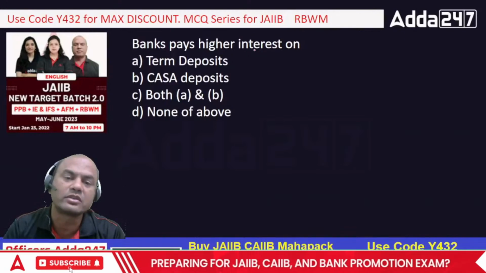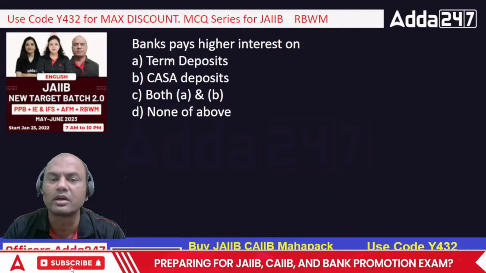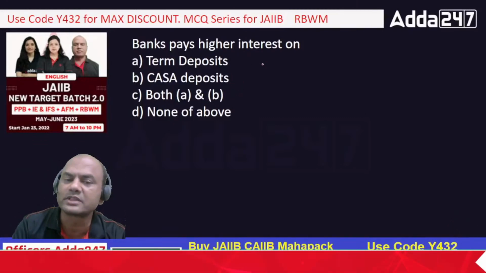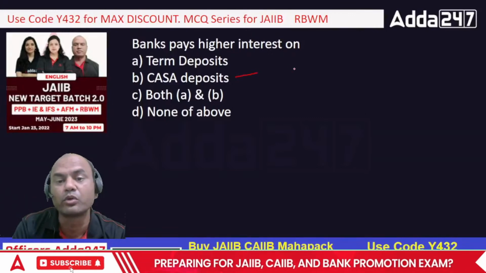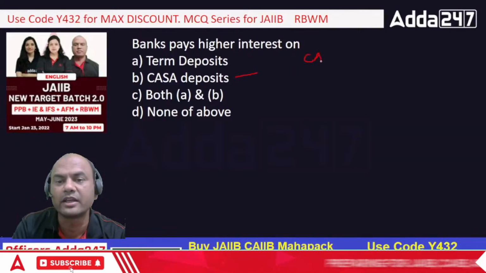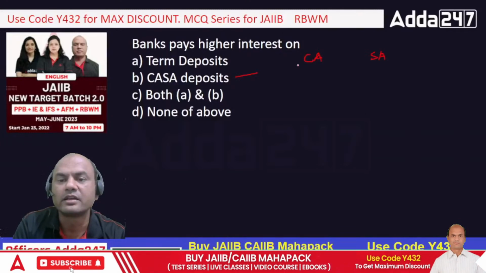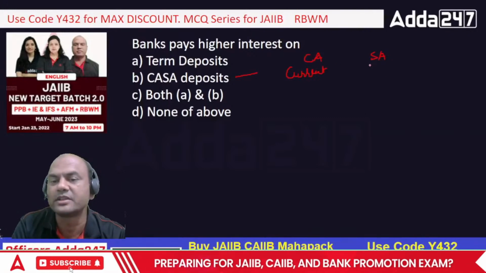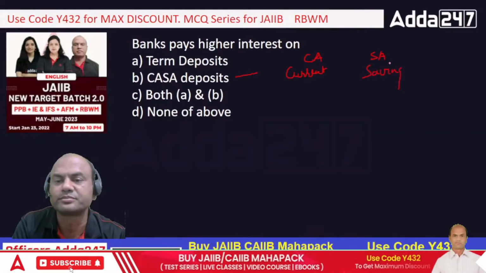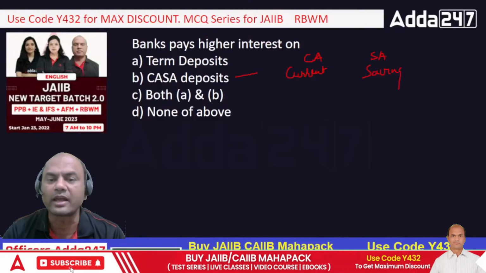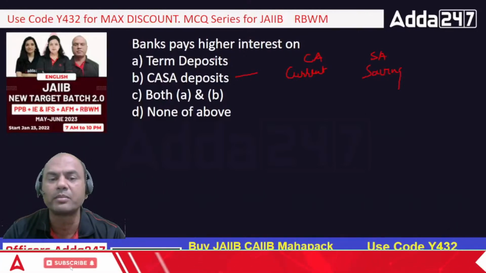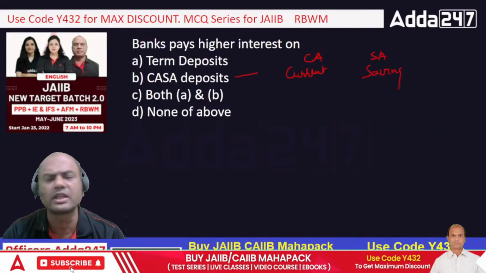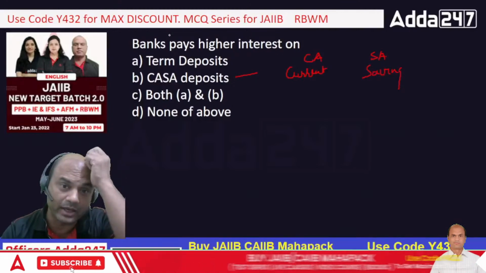Bank pays higher interest on. So where does bank pay higher interest? On term deposits, on CASA deposits, both A and B. Now let me first clarify what is CASA, because many of you don't know CASA, right? CASA means what? CA means current and SA means savings. Okay, so that's called CASA. So bank pays higher interest on current account, savings account, or term deposits, or both A and B, means both current account, savings account and term deposits also, or none of the above. So where does the bank pay higher interest?